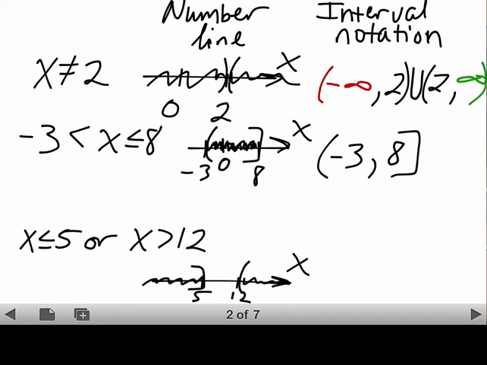And shade accordingly. And the interval notation for this starts with -infinity, goes up to 5 with a square bracket at 5, the union symbol, 12, comma, infinity with a parenthesis.